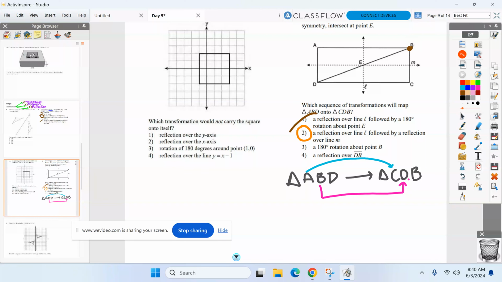I'm taking point B, but I'm rotating around point B. So it's not going to go anywhere. Good. Point B is going to stay point B, but it should have went to D. Should have went to D. That's why that's not working, because point B is going to stay right where it is, and that's a problem.